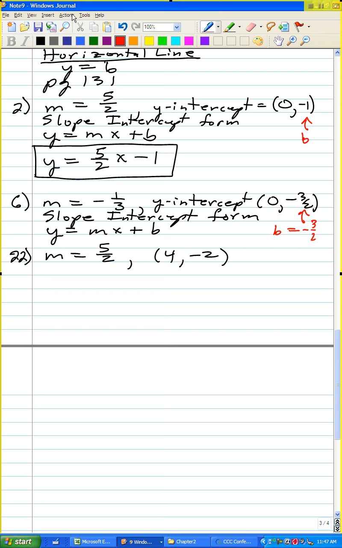Okay, so let's do problem number 22. I start with a point, (4, -2), and then I'm going to use the slope to find another point on that line. So let's see if I can do that.